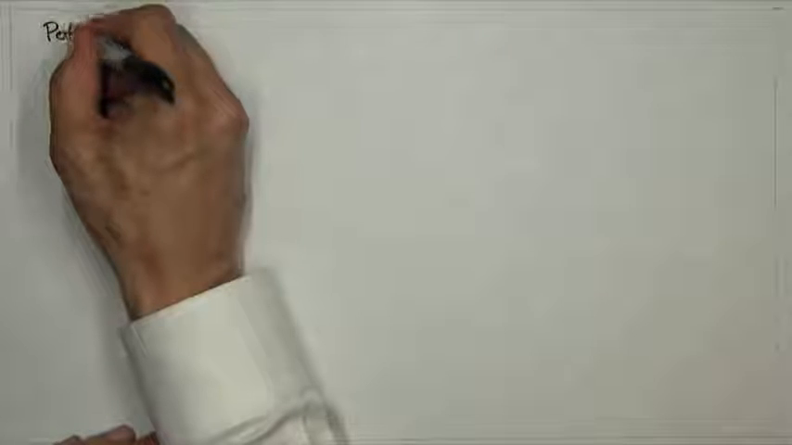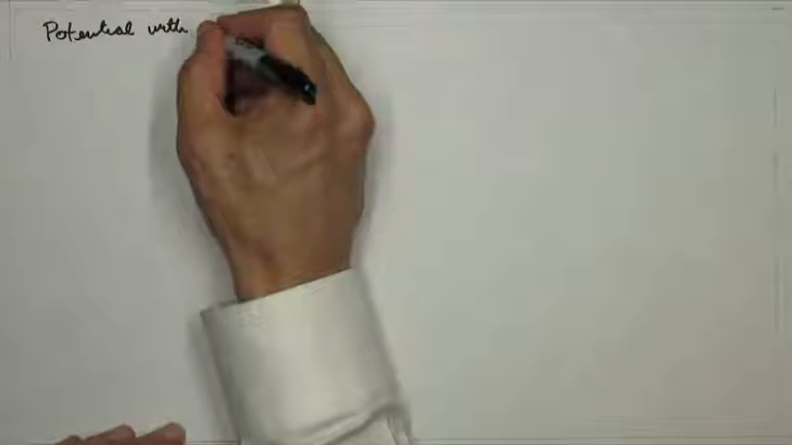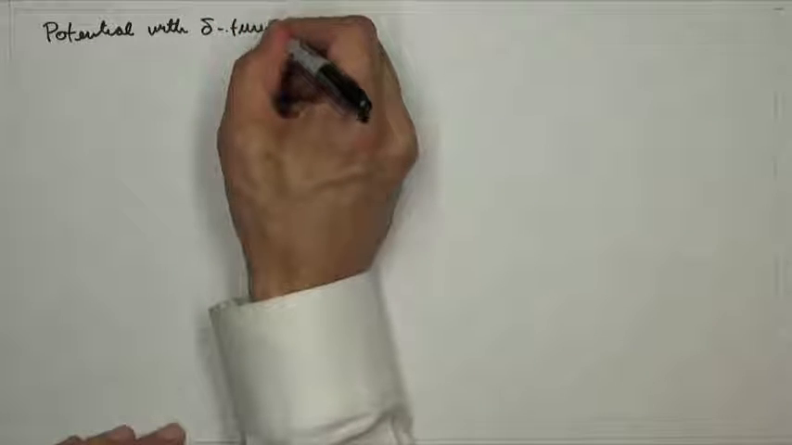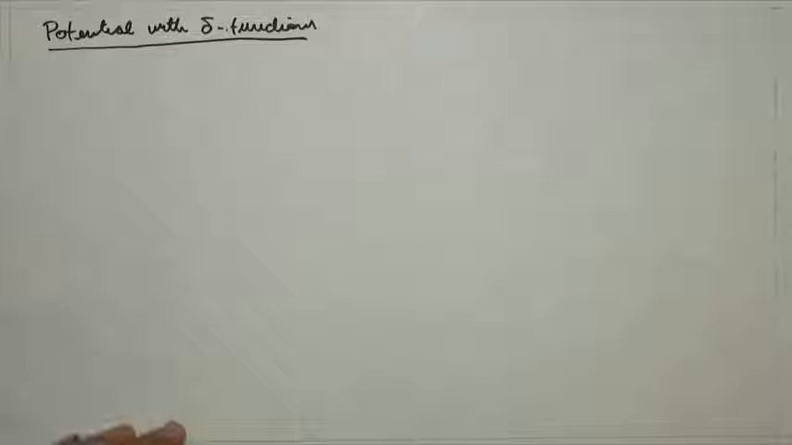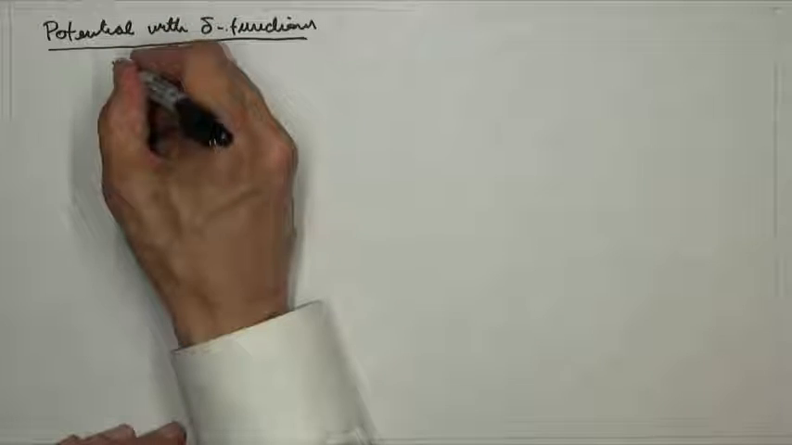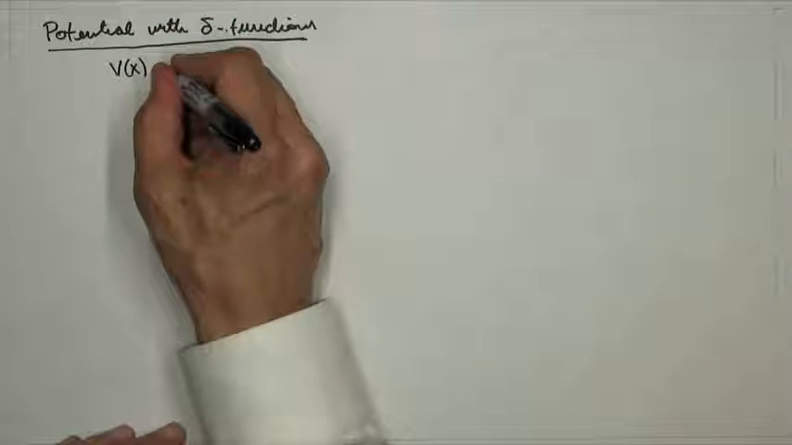Let us consider a potential with delta functions. So this will be a one-dimensional potential V of x of the following form.